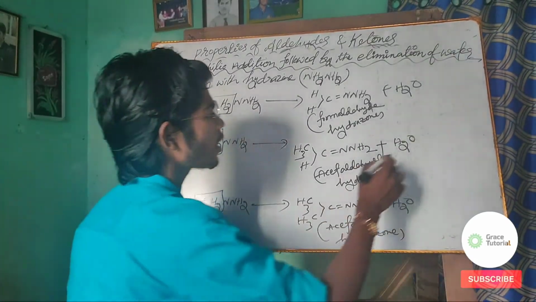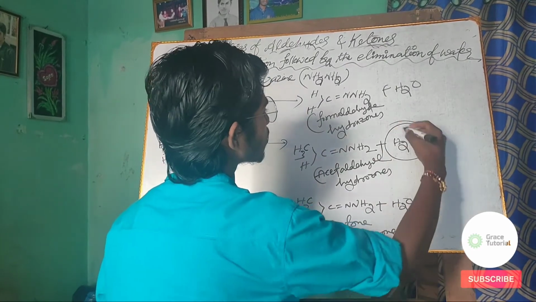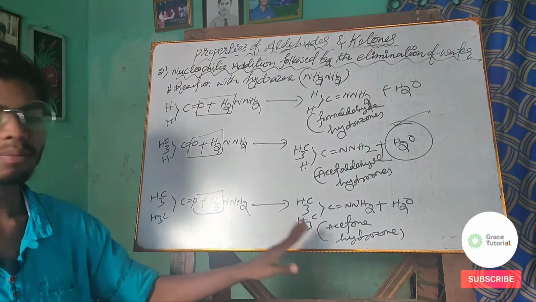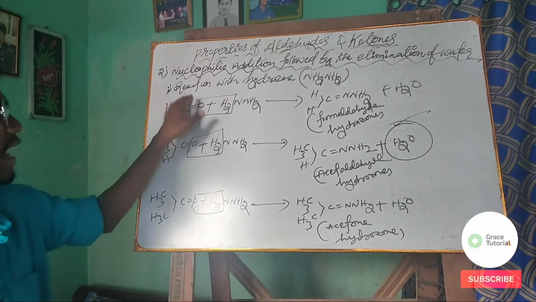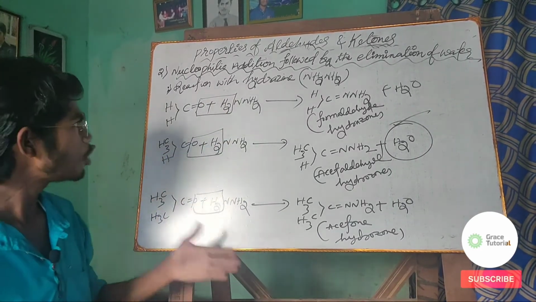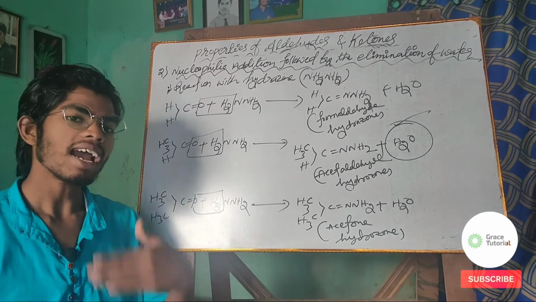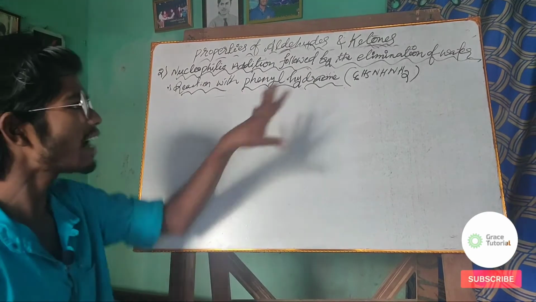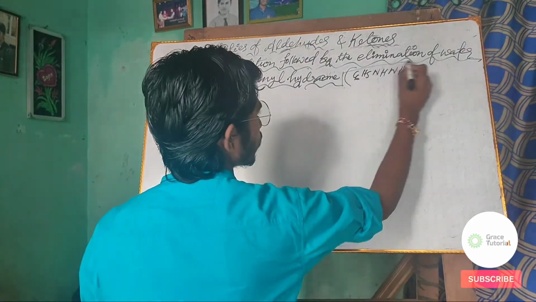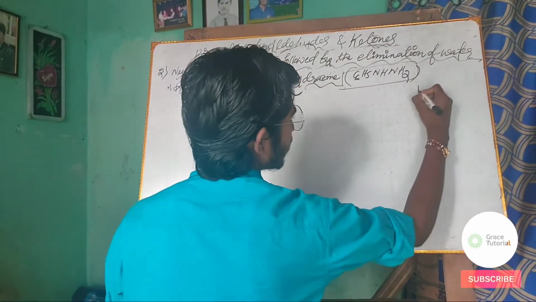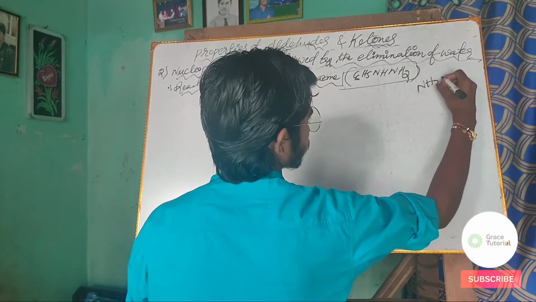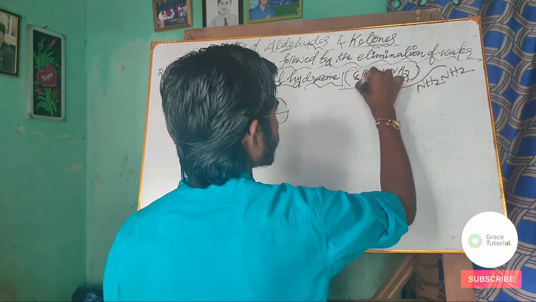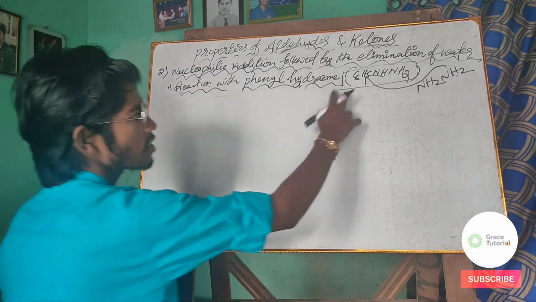But what is the important thing we need to remember? This is a nucleophilic addition reaction, which is followed by the elimination of the water molecule. That is the reaction with hydrazine. Now we will look at the reaction with phenylhydrazine. This is the formula for phenylhydrazine. It's very simple. Hydrazine means NH2NH2, and one hydrogen is replaced by the phenyl group. So that is C6H5NHNH2.